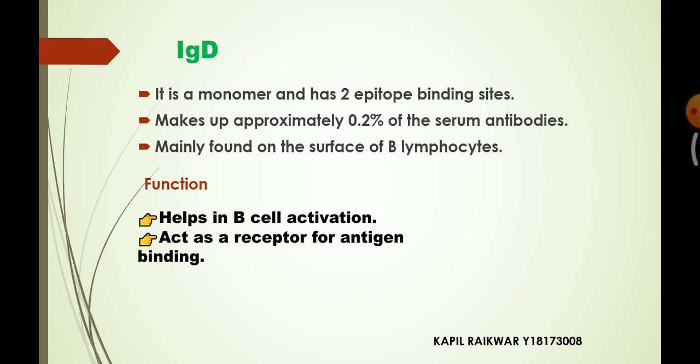Now we come to immunoglobulin D. It is a monomer which has two epitope binding sites and makes up approximately 0.2% of the serum antibodies. It is mainly found on the surface of B lymphocytes. The functions of immunoglobulin D are: it helps in B cell activation and also acts as a receptor for antigen binding.